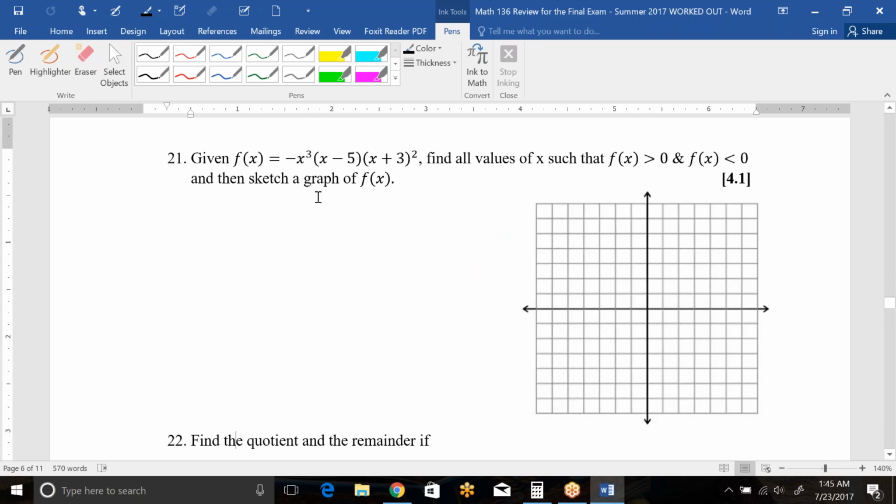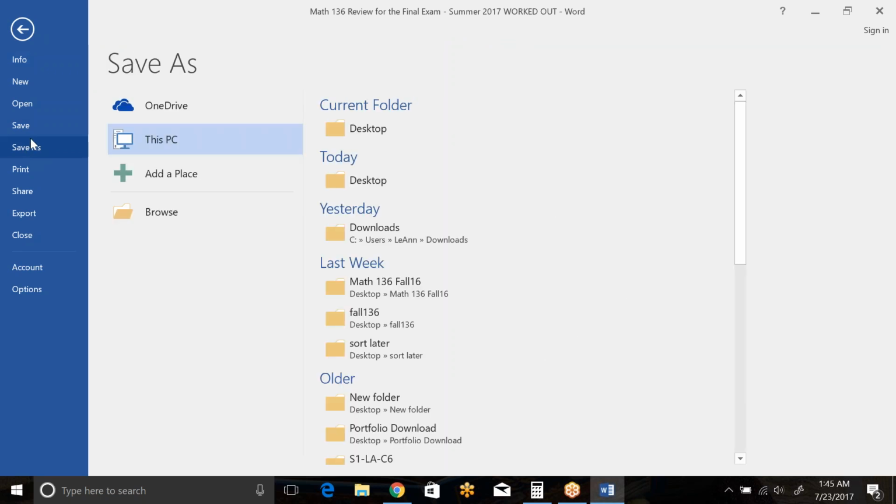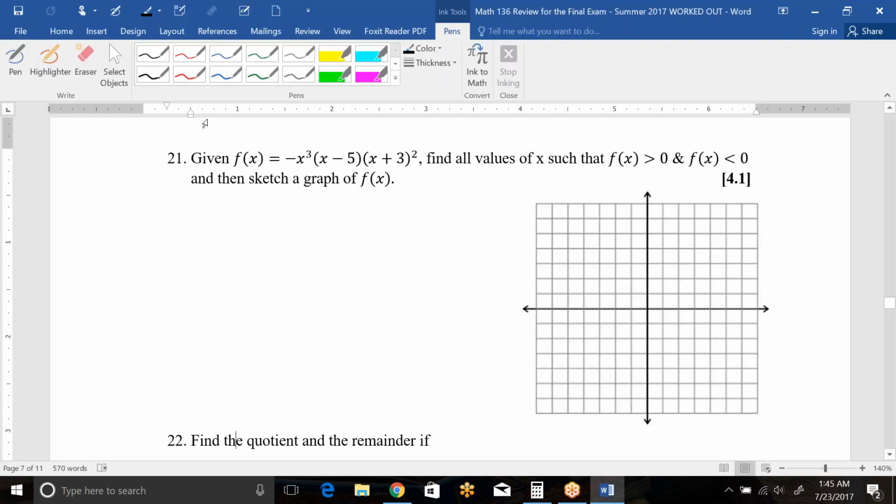For 21, we have a prefactored polynomial, and they want us to find all values such that f of x is greater than 0 and f of x is less than 0, and then sketch the graph. Since this is a polynomial, we expect to see a smooth, continuous curve with turning points, essentially.